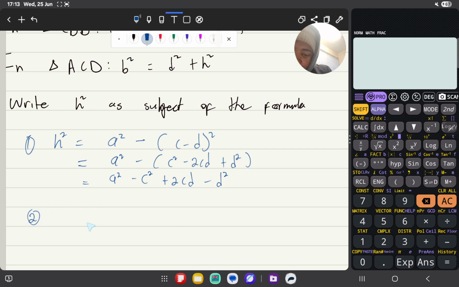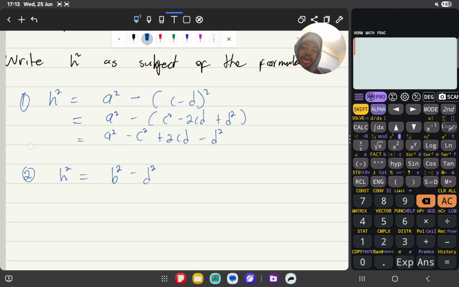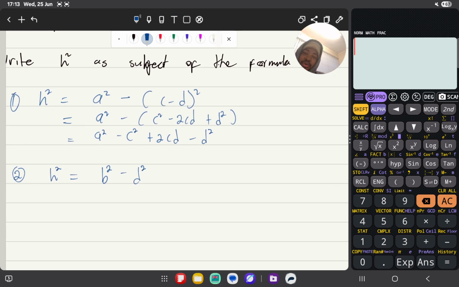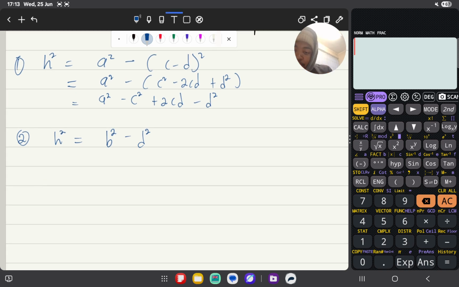Number 2, if we write h squared as the subject of the formula, we are just going to transpose d squared. So that will be b squared minus d squared, right? And right now we have h squared for both equation 1 and equation 2. The next thing we're going to do is equate them together. From there on, we will do beautiful things, right? Beautiful things. So let's take it step by step.